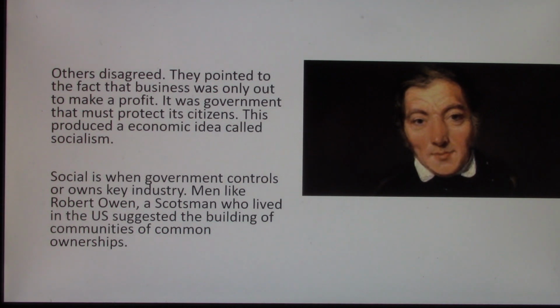School of thought number two is championed by people like Robert Owen. Robert Owen is a Scotsman who owned a textile business. Now, Owen believed that it is up to government to control key industries. Owen believed that the railroads, for example, were a key industry to all the industries in Great Britain. Owen suggested that the government buy all of the railroads. Now, this is what we call socialism.